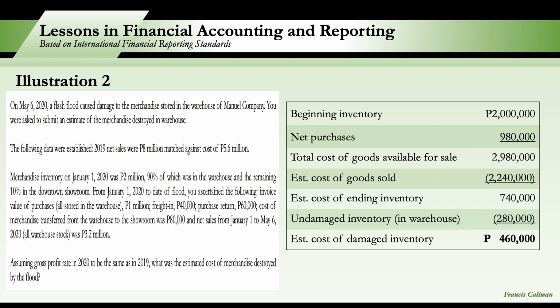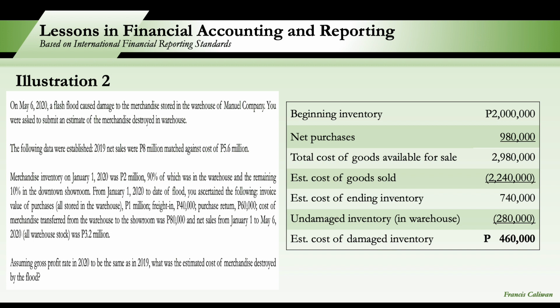So 980,000 plus beginning inventory of 2 million. So our total cost of goods available for sale is 2,980,000. Then we deduct our estimated cost of goods sold. How do we determine our estimated cost of goods sold? According to the problem, the gross profit rate in 2020 is the same as in 2019. So let us determine our gross profit rate in 2019.